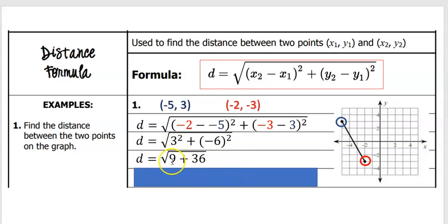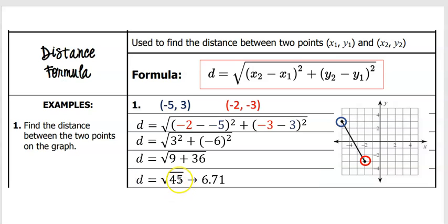That would then give you 3 squared is 9. -6 squared is 36. Once again, everything is still underneath the square root. And if you add 9 plus 36, you're going to be left with 45. And so the square root of 45 is 6.71. So today I'm going to ask you to round to the nearest hundredth for this particular sheet of notes. So we get 6.71. So the distance between these 2 points, the blue and the red, is 6.71.